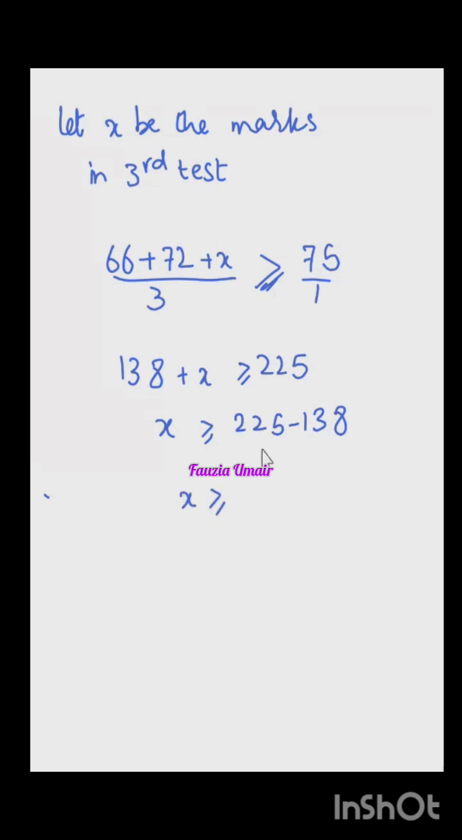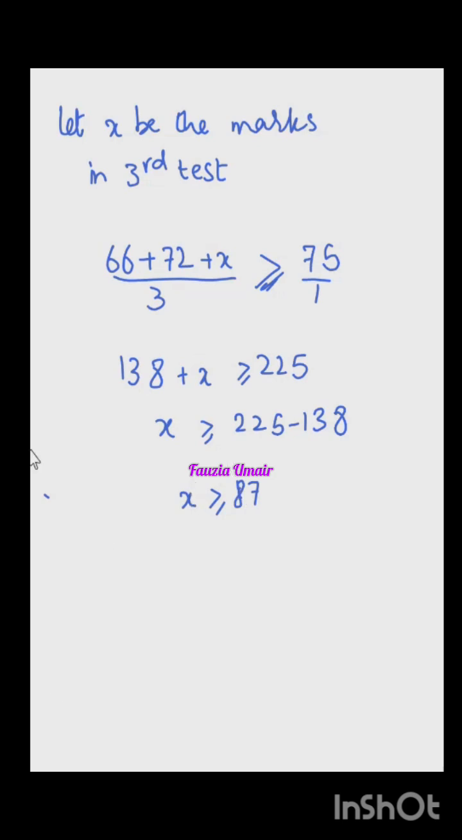How much is that? 225 minus 138, how much is that? It's 87. Okay? So now how are we going to answer? x is bigger than or equal to 87. It means if he scores exactly 87 marks in the third test, he will definitely reach 75%. If he scores more than that, then he will exceed the percentage.